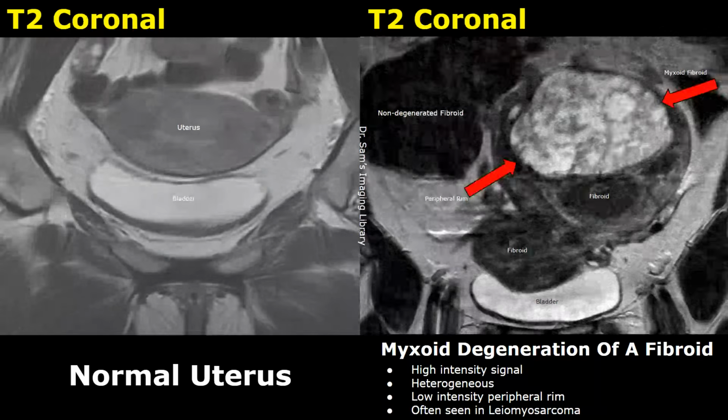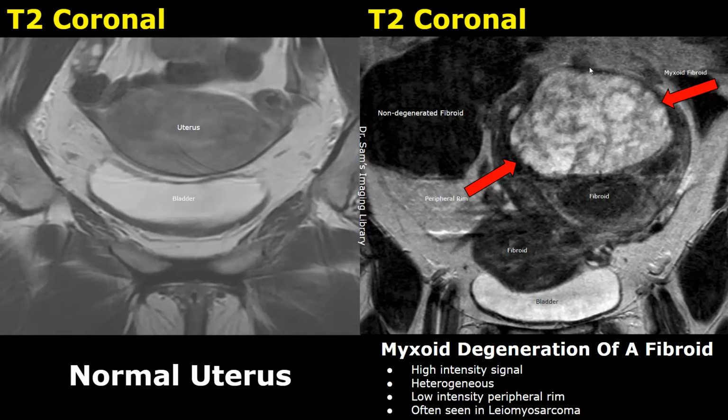In this image, we see multiple fibroids, and one fibroid has undergone a myxoid degeneration. The peripheral rim is more prominent in this image. This fibroid is a non-degenerated fibroid, hence it has a homogeneous appearance.